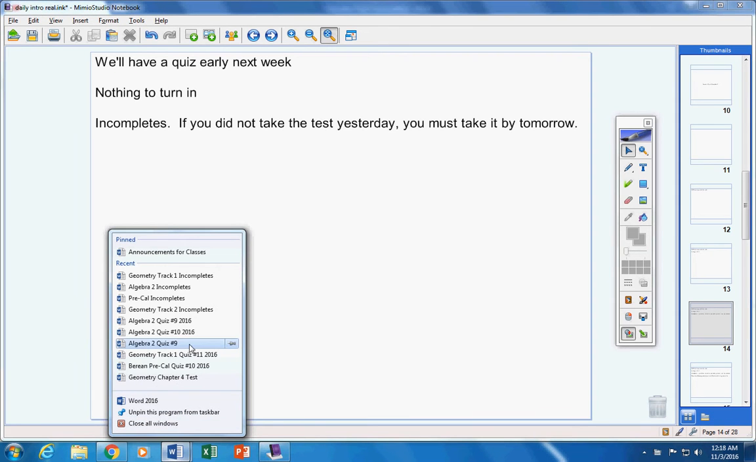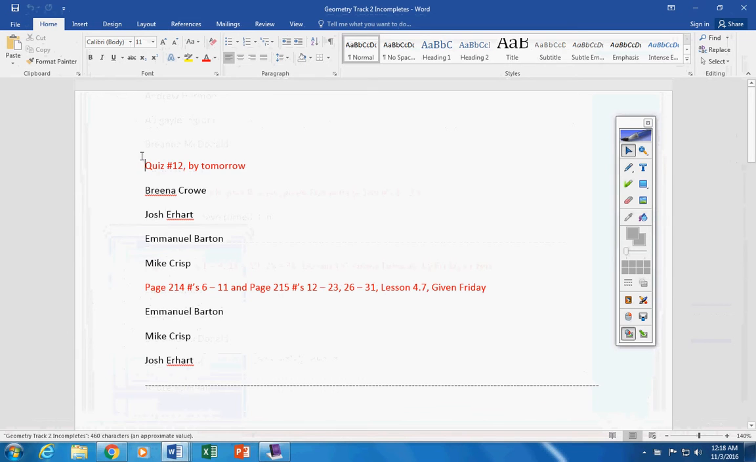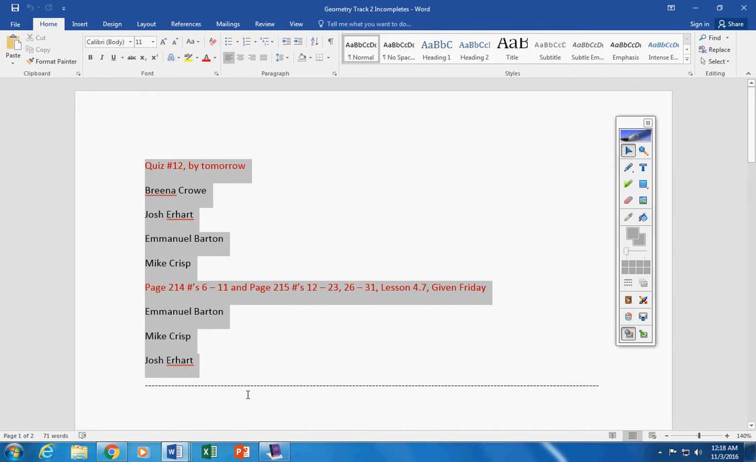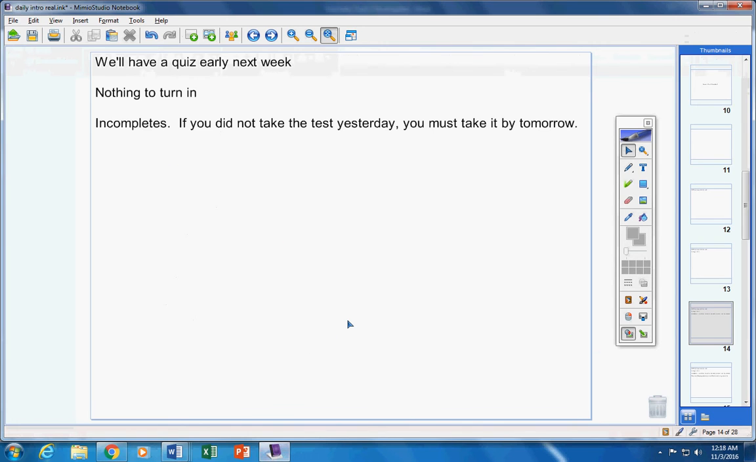All right. Let's take a look now at the track 2 incompletes here. Now all of this must be done by Friday. So we have 4 quizzes by tomorrow that must be taken, and this must be turned in by tomorrow. All of these will become zeros if they're not taken care of by tomorrow.